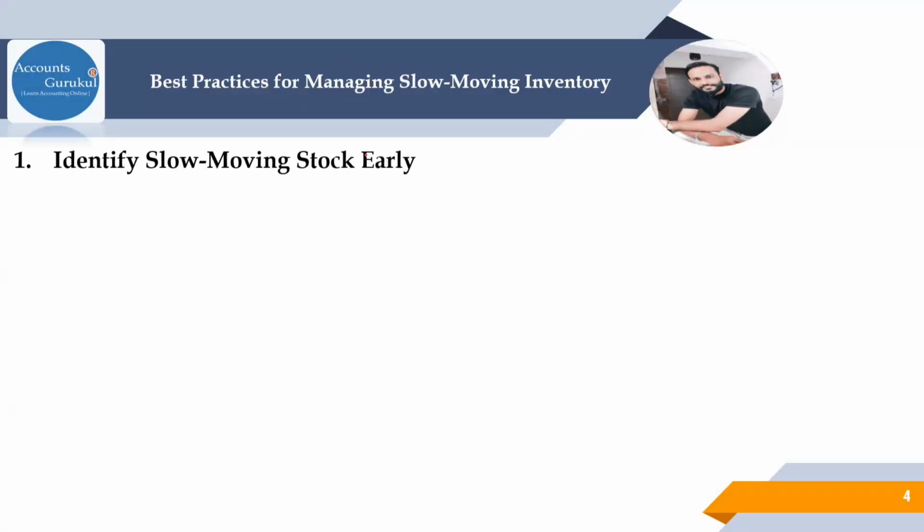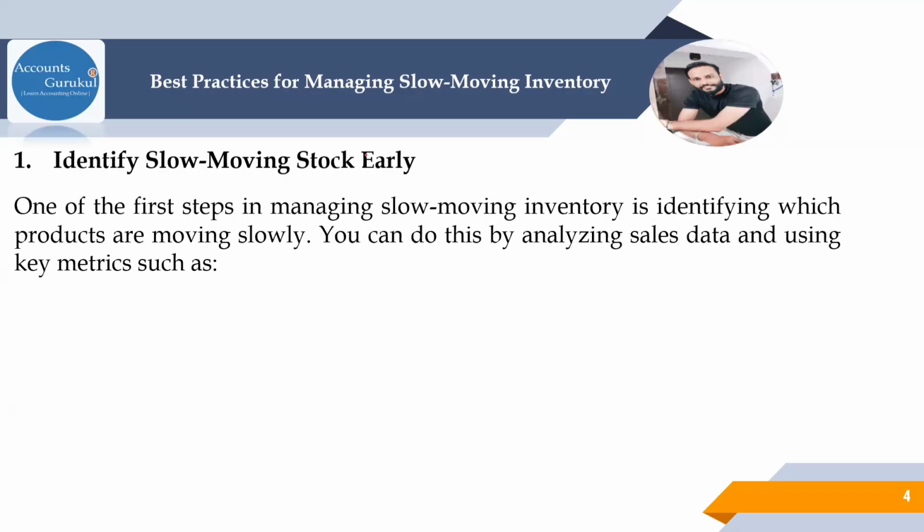Best practices for managing slow moving inventory. What are the best practices and how are you going to manage slow moving inventory? The first one: identify slow moving stock early. One of the first steps in managing slow moving inventory is identifying which products are moving slowly. You can do this by analyzing sales data and using key metrics. So, what do we have to do? The best practice for managing slow moving inventory, the first one, identify slow moving stock as early as possible.